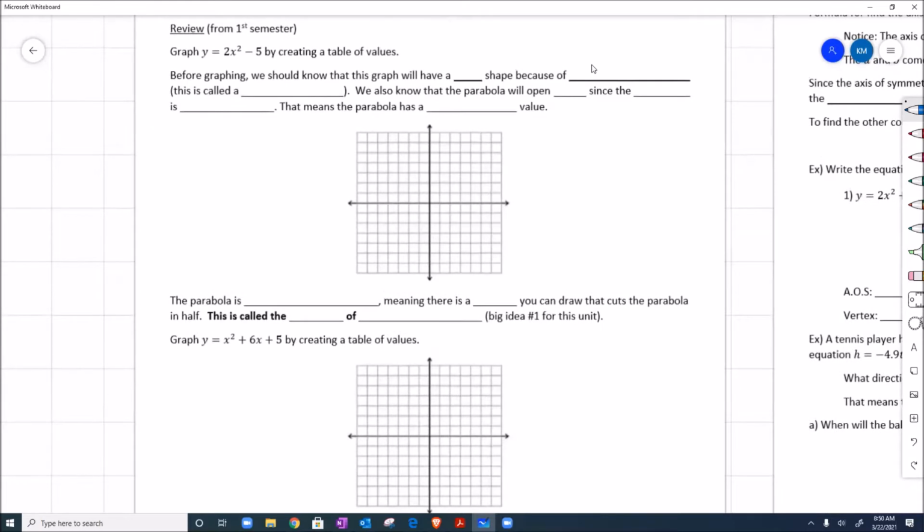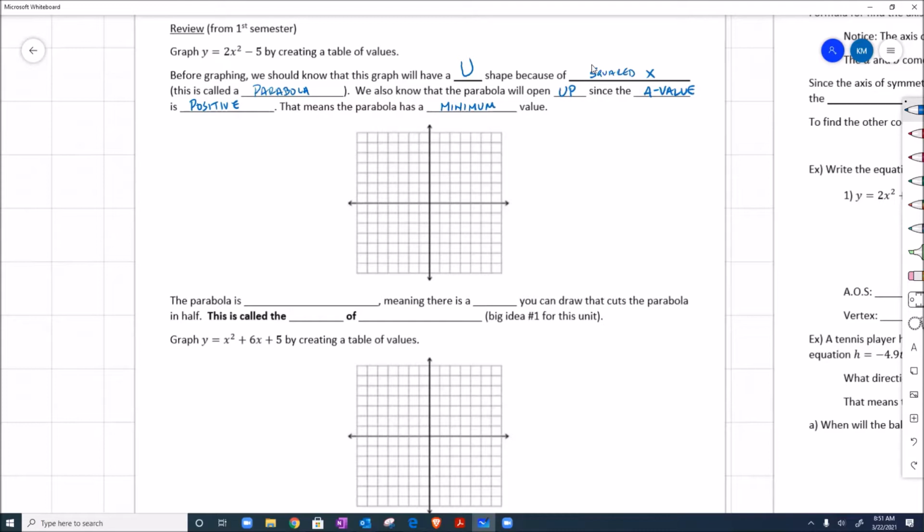It says graph y equals 2x squared minus 5 by creating a table of values. Okay, before graphing, we should know that this graph will have a U-shape because of the squared x. This is called a quadratic, or, sorry, the U shape is called a parabola. We also know that the parabola will open up since the a value is positive. That means that the parabola has a minimum value.